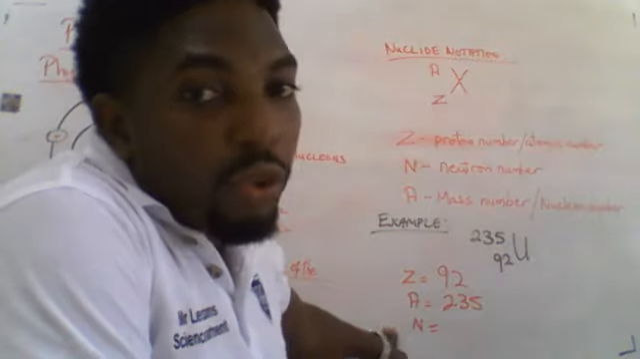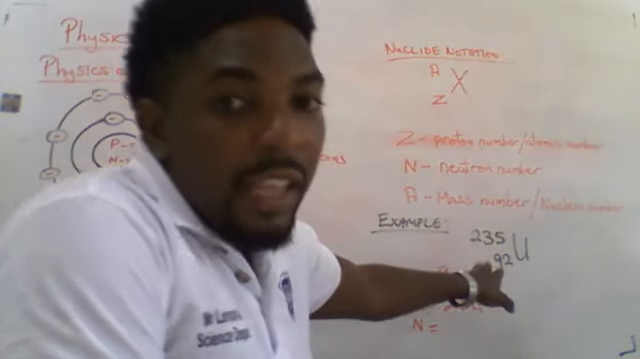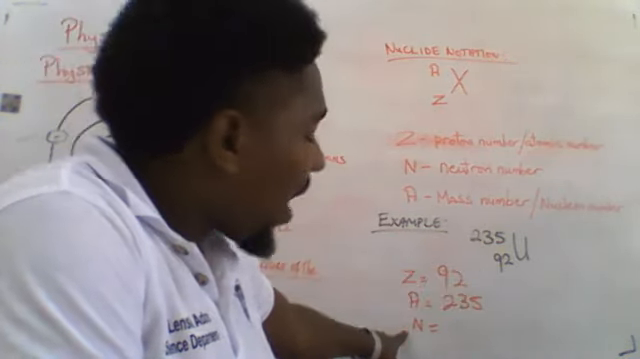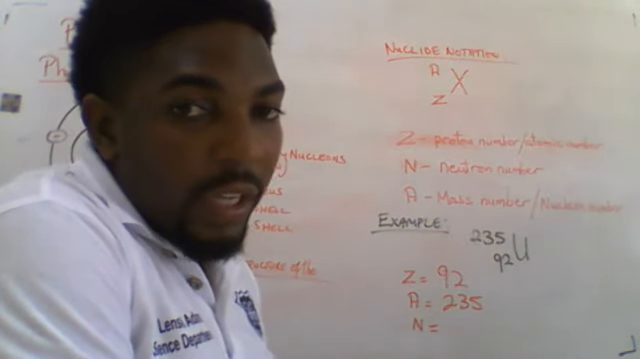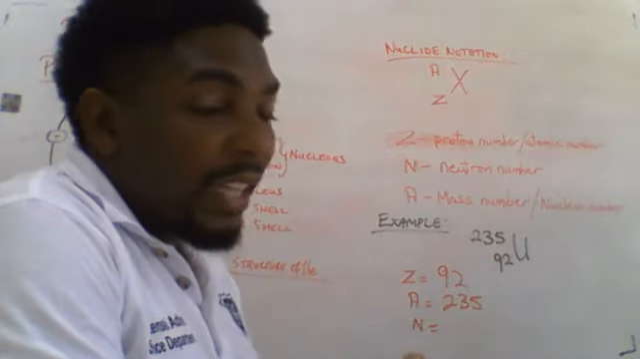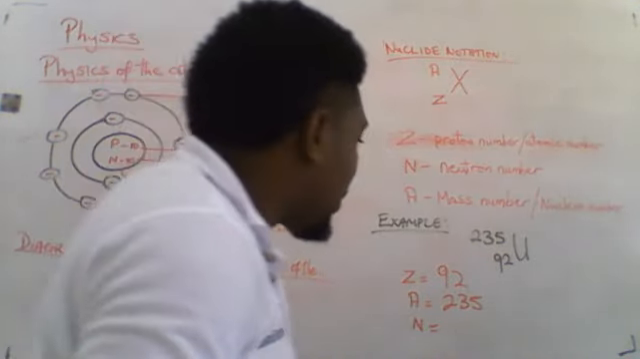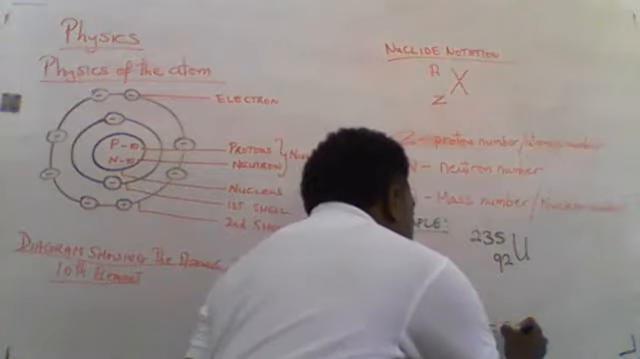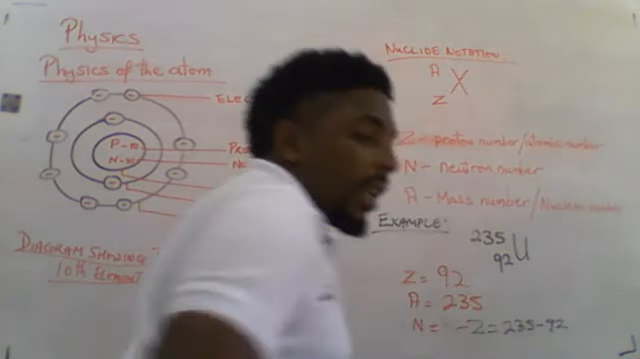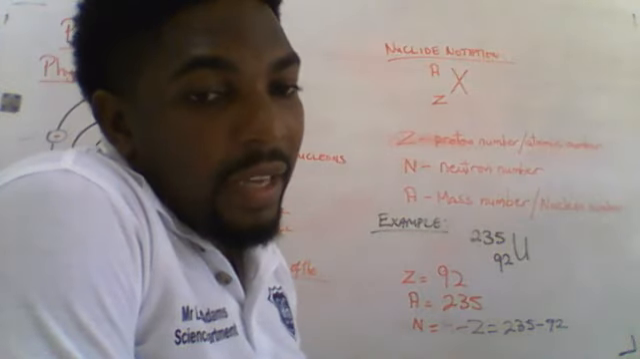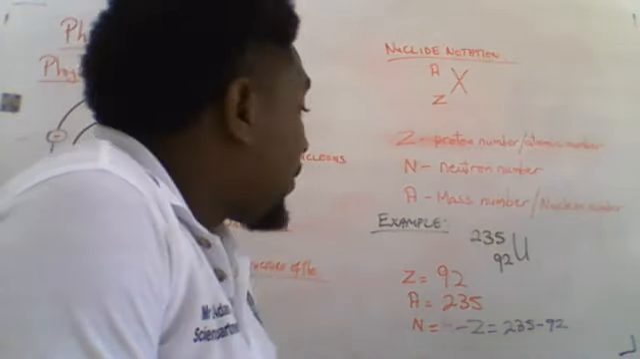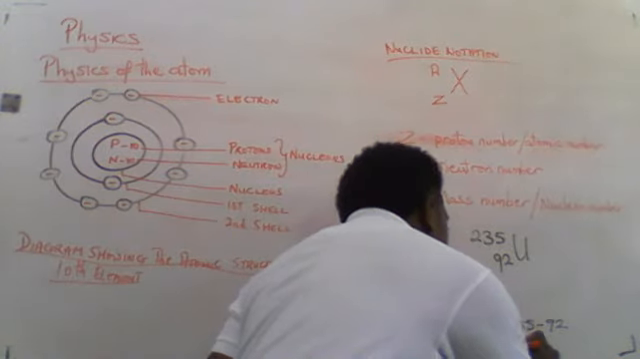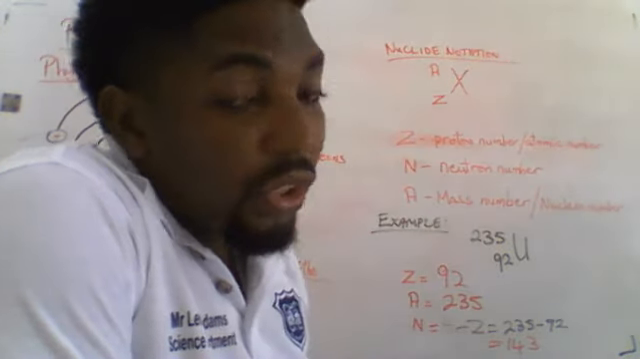N represents the number of neutrons. Now, it is not given there in the notation. What we can see there is the mass number and the proton number. But we want to know how we can find the neutron number. And as I stated before, in terms of rearranging the formula, we can realize that N is equal to the mass number minus the proton number. Right? So N is equal to the mass number minus the proton number, which will give us an answer of 143. Good. So it has 143 neutrons.